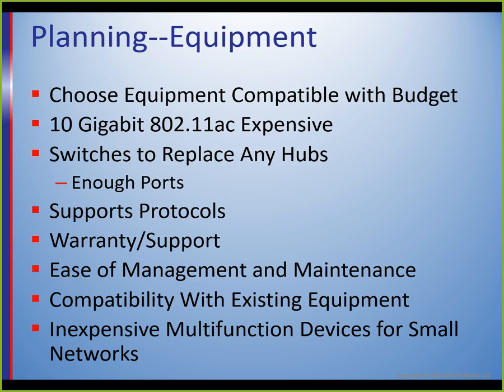Planning for equipment compatible with the budget. We talked about that. The budget is a big deal. How much money do we have? How much did they give us to buy this stuff? 10 gigabit 802.11ac is going to be expensive. Maybe we're going to have to go with gigabit, and maybe we're going to have to go with the 802.11n, although the ACs have come down.